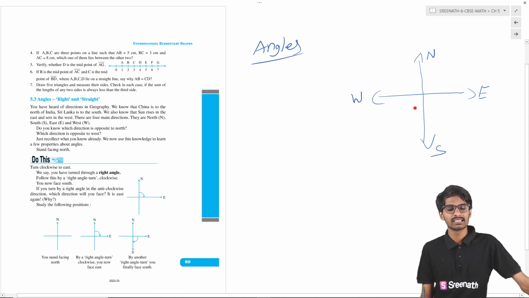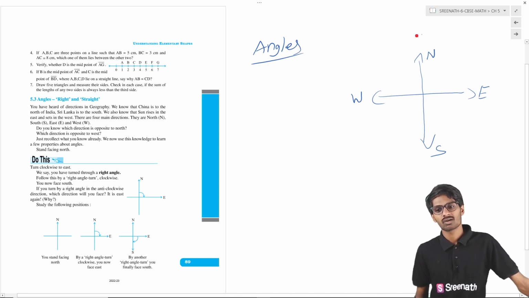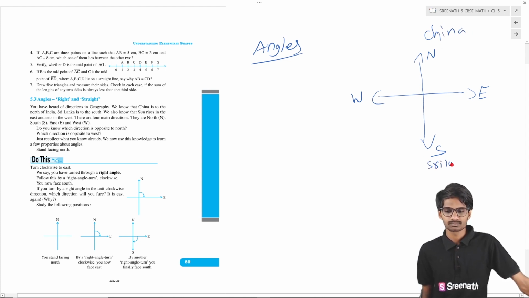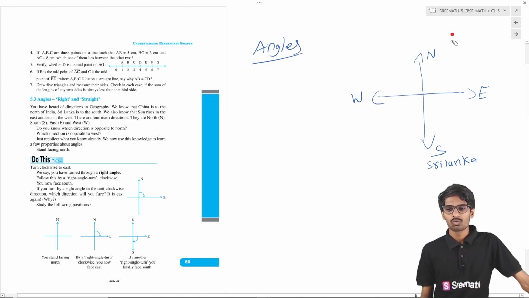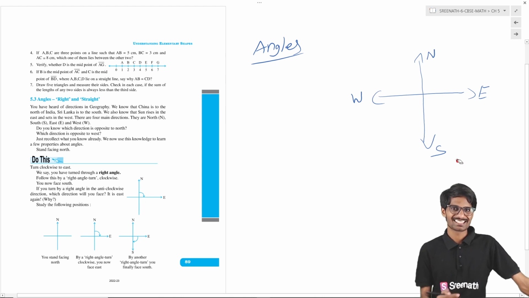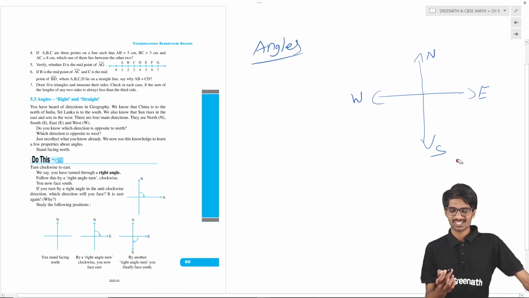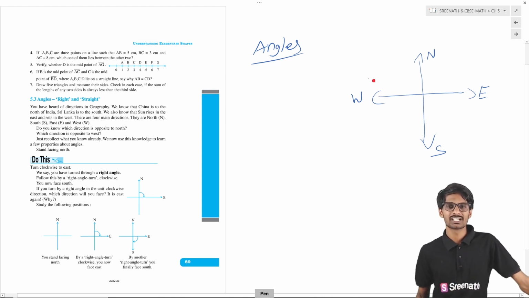And for the case of India, I'm not good at drawing, students. I can't draw the map of India. So for India, in the north there is China, and in the south there is Sri Lanka. So this is all about directions. We know about directions, students, this is in geography. Now we are not going to study the directions or geography, students. Don't worry about it. We're just going to study angles, how to measure them, and what angles are.